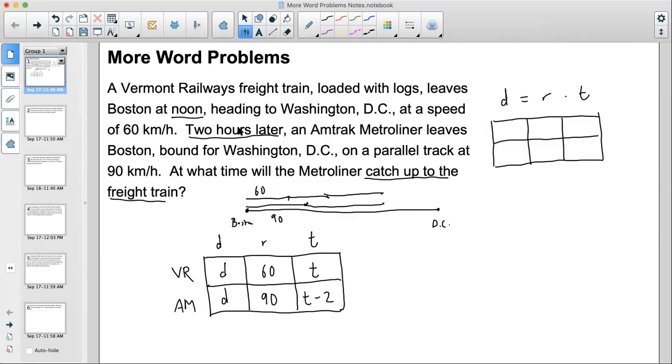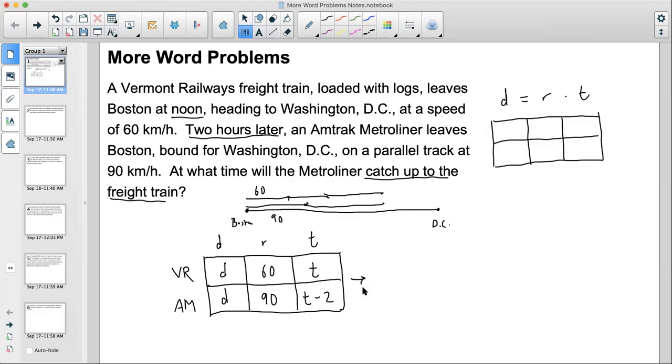That's an important idea here. 2 hours later means 2 hours less time spent traveling. So I have a distance, which is the same. I have the rates, which I was given, and then I had to come up with the t and the t minus 2 based on the fact that this one left 2 hours later.